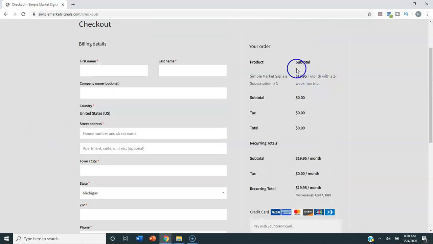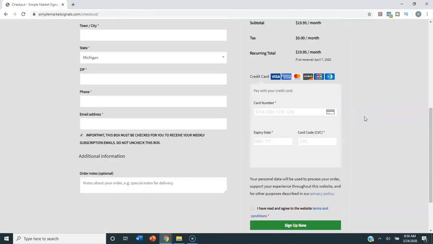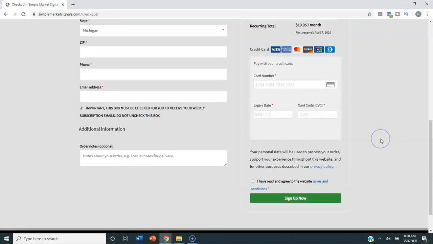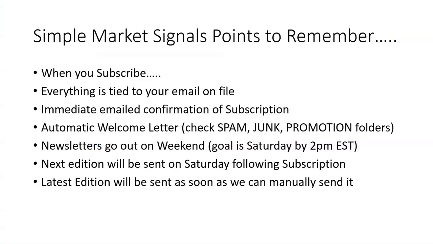And then, of course, just double check, make sure that your monthly total is going to be $19.95 a month. Remember that your first 2 weeks are free, so your first renewal date will be 2 weeks after your subscription date. Fill in your credit card information. You will need to accept the privacy policy and check that box that says you've read and agreed to the terms and conditions. Click the Sign Up Now button, and it's that easy, guys. It's probably going to take you maybe 4 or 5 minutes total to fill in everything and subscribe to Simple Market Signals.